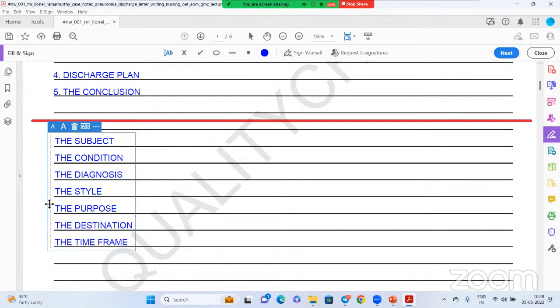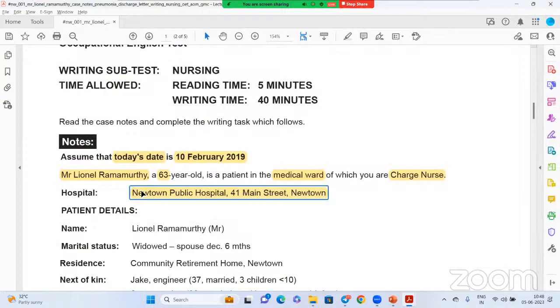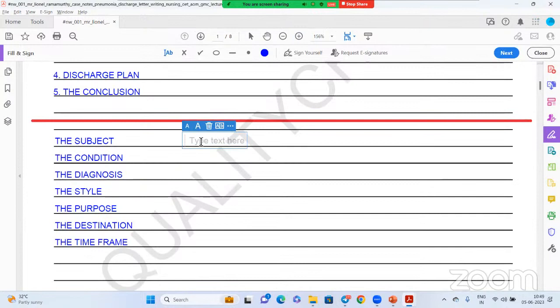The subject. What is the subject? The subject is Mr. Lionel Ramamurthy. Now let us see here. Okay, copy text. The subject we are writing here. And you don't need to write Mr. Lionel Ramamurthy every time. Just Mr. Ramamurthy is enough. That is the subject, Mr. Ramamurthy. Then, that is done.